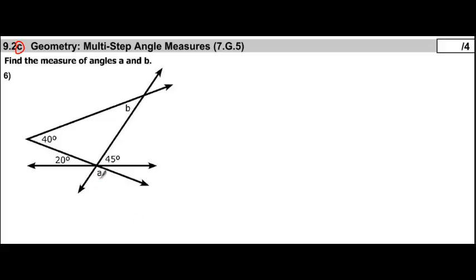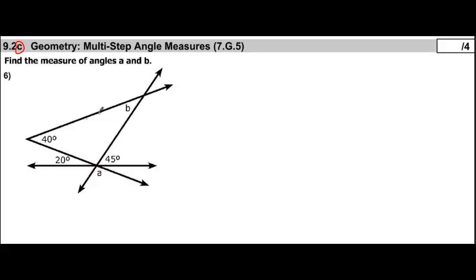So we have two angles we need to find. We need to find A, we need to find B. There are several ways that you can do this. I'll show you what I would recommend, and then if you have something else that works, you go for it.